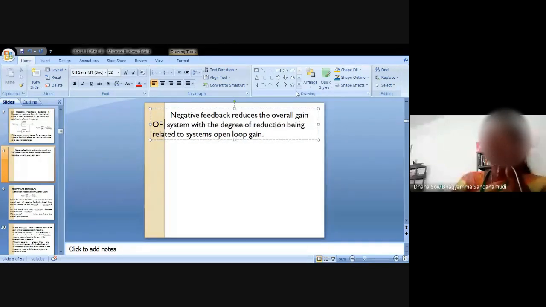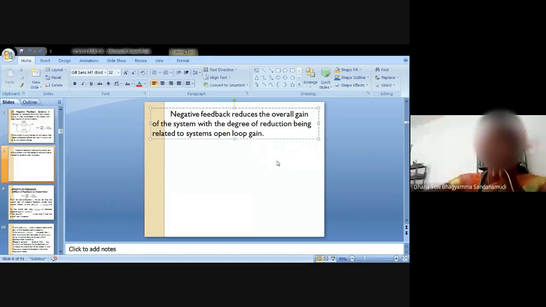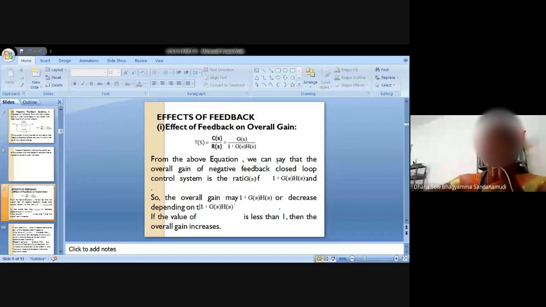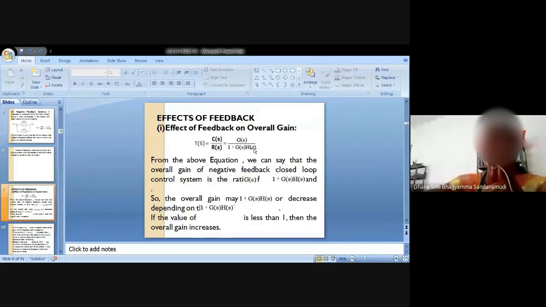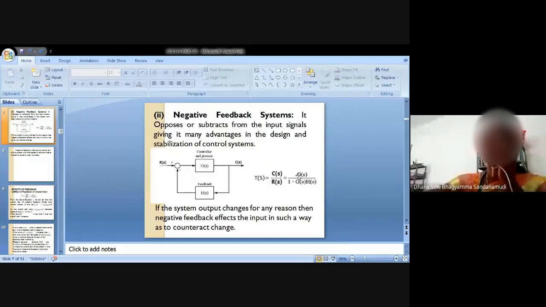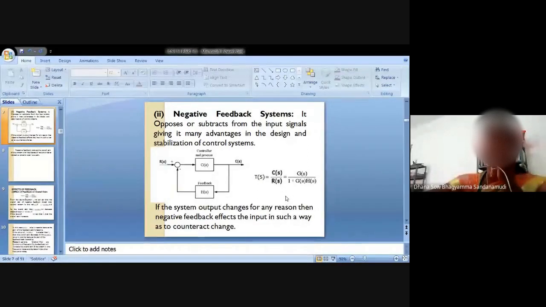Overall gain of the system, the degree of reduction being related to the system's open loop gain. The degree of reduction is related to the system's open loop gain. Open loop gain means what? Open loop gain is G(s) into H(s). G(s) into H(s) is known as the open loop gain.